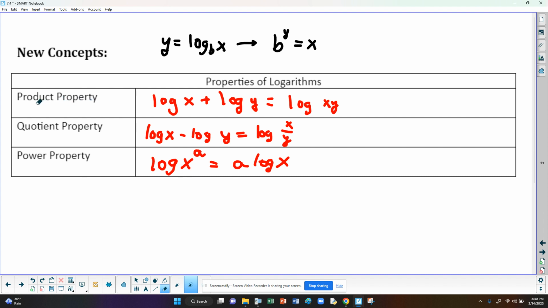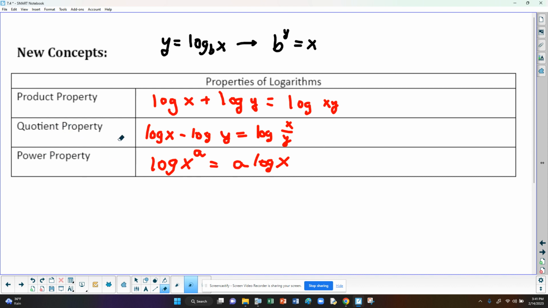So first is the product property. The product property says that if you have two logs that have the same base that are being added, you can condense that down and write it as one single log with the two values being multiplied. So log of x plus log of y could be rewritten as log of x times y. This is because when you multiply two powers with the same base, you're adding their exponents. So here our exponents are being added. That's the same as the result of multiplying two powers. So it relates back to that exponent rule where you're adding your exponents when two powers are being multiplied.